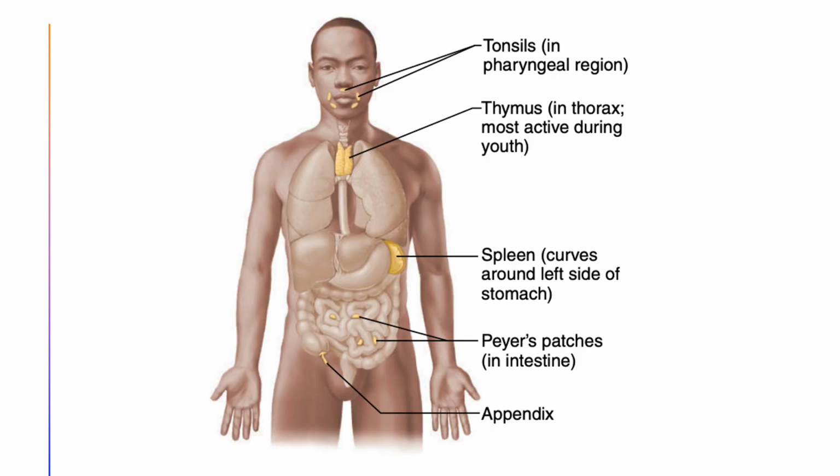This illustrates the summary of the different lymphoid organs. You can see the different locations of the lymphoid tissues, including the tonsils, thymus, spleen, Peyer's patches, and appendix.